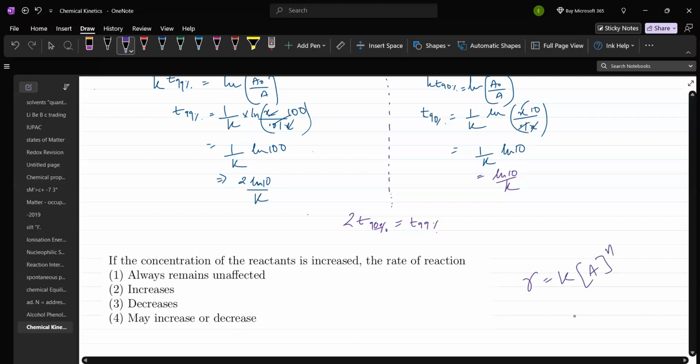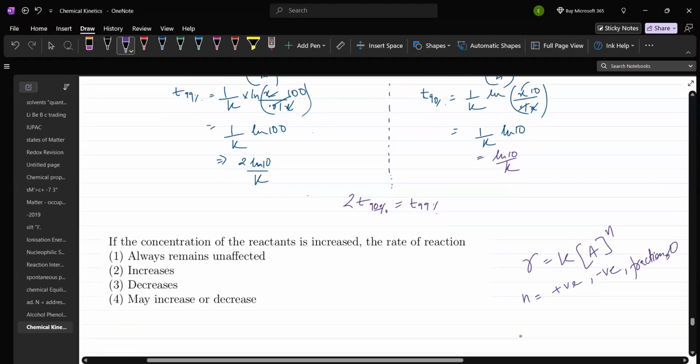Is this correct? Yes, sir. So, as in the notes, you can see that n could be positive, negative, fraction, or zero. Do you remember? Yes, sir. So this is enough. If you remember this, then you can get the answer properly.